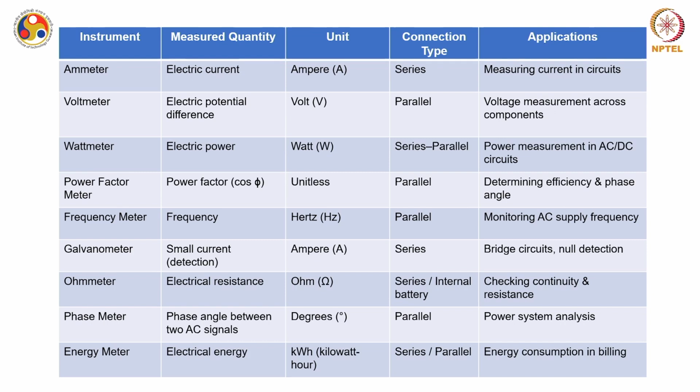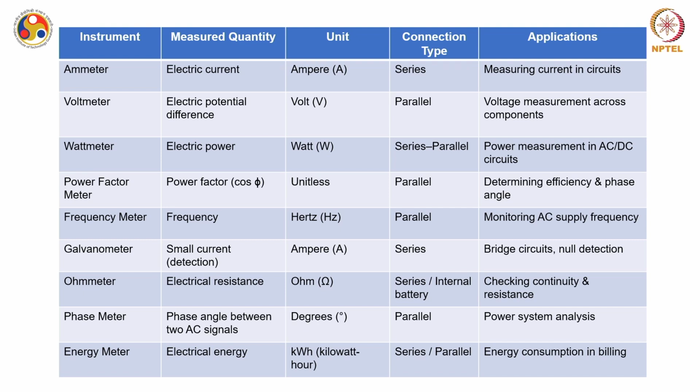and mostly they are connected in series, and the application is in the measurement of currents in a circuit. Similarly, voltmeters measure the electrical potential difference, or voltage, and they are connected in parallel. Similarly, watt meters can read the electrical power represented in watts, and they have series parallel connections. The series one is for the current coil, while for the potential coil it is parallel.